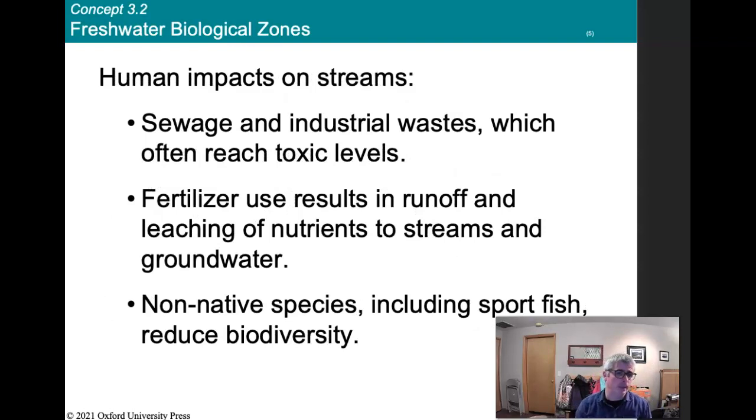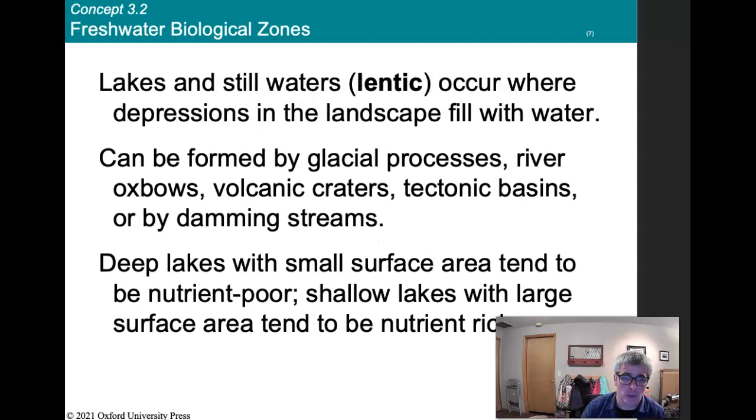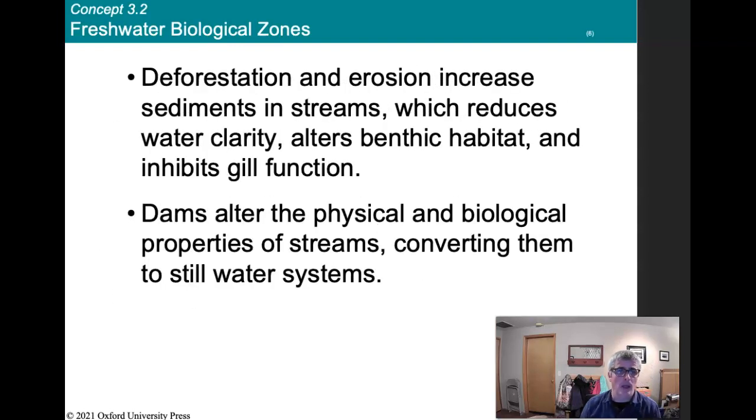We impact streams in a wide variety of ways, from sewage to waste to fertilizer runoff. If you're interested in streams, we have a good stream ecology class here, as well as some water quality courses. So let me see if there's one. Yeah, we'll go through most of these.